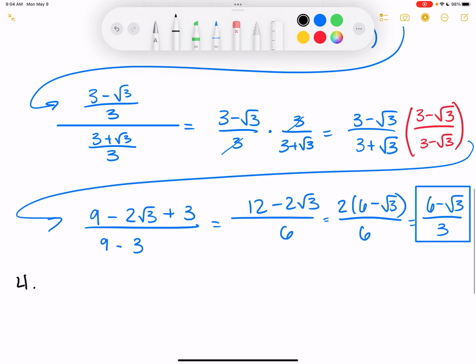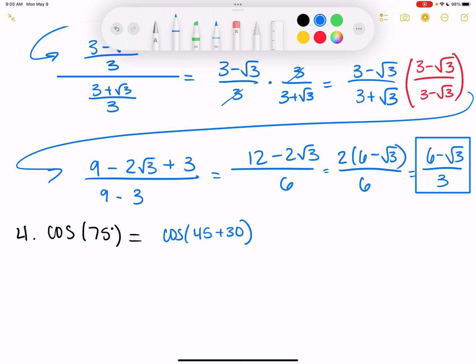All right, for cosine of 75 degrees. So what two things can I add together to give me 75? Or subtract to give me 75? 45 and 30, so cosine of 45 plus 30. So cosine 45, cosine 30, opposite sign, so minus sine 45, sine 30.